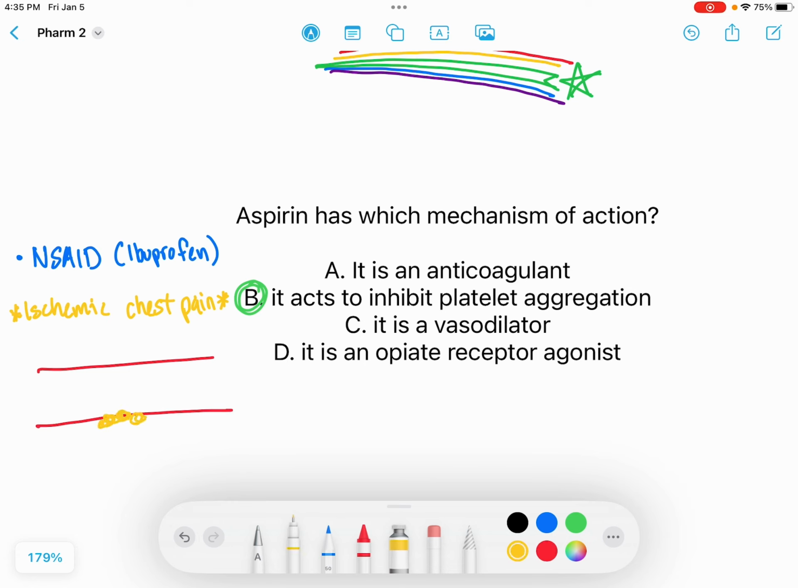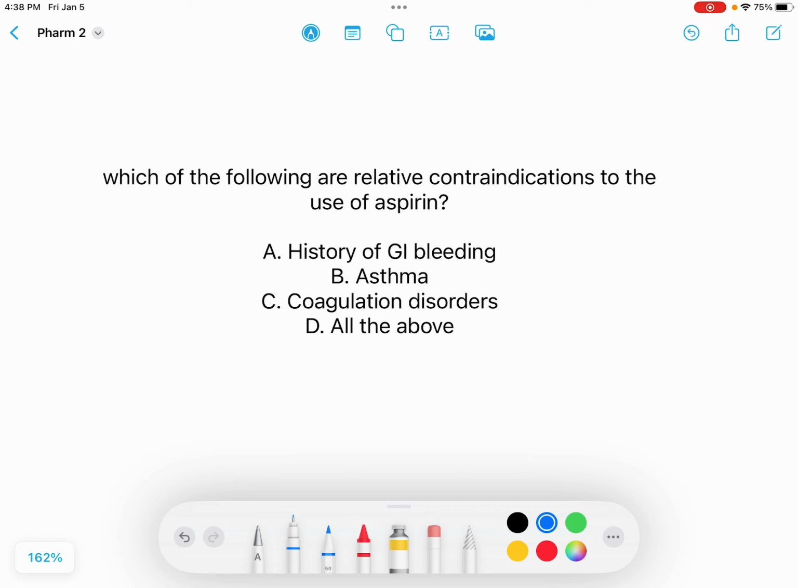All right, moving on. Actually, let's move down first. Since we're talking about aspirin, which of the following are relative contraindications to the use of aspirin? A, history of GI bleeding. B, asthma. C, coagulation disorders. Or D, all of the above. So spend a moment, pause if you need to, pick an answer. And we're looking at D, all of the above.